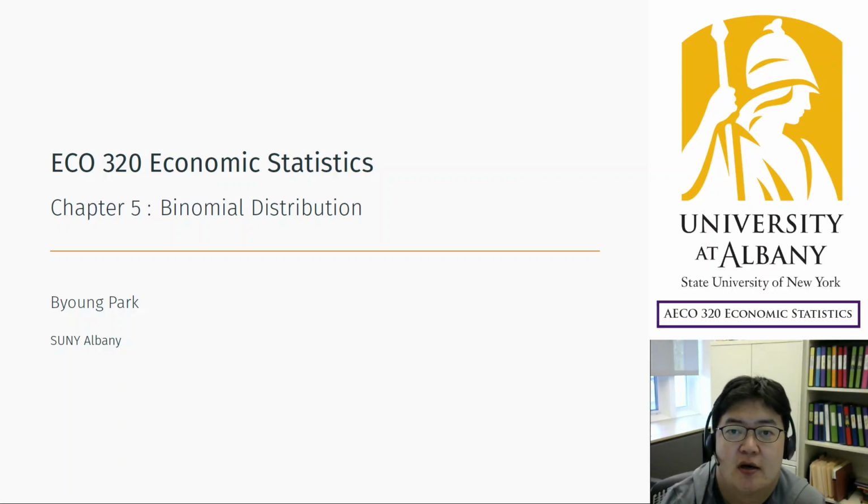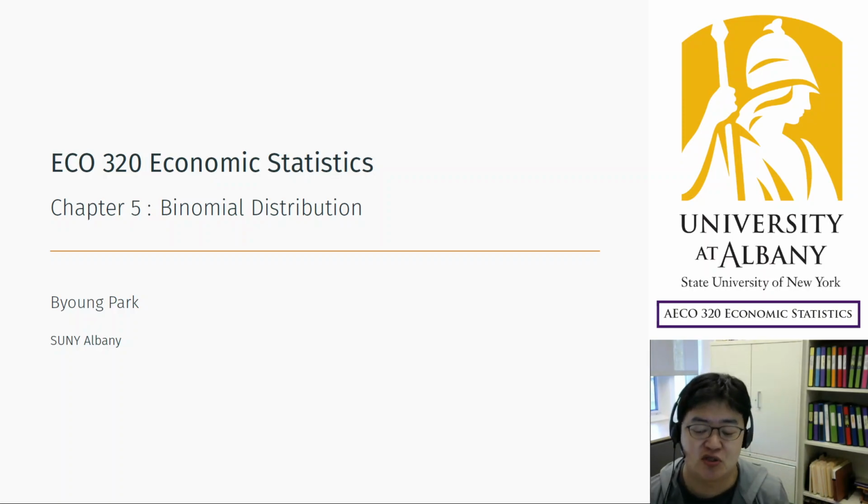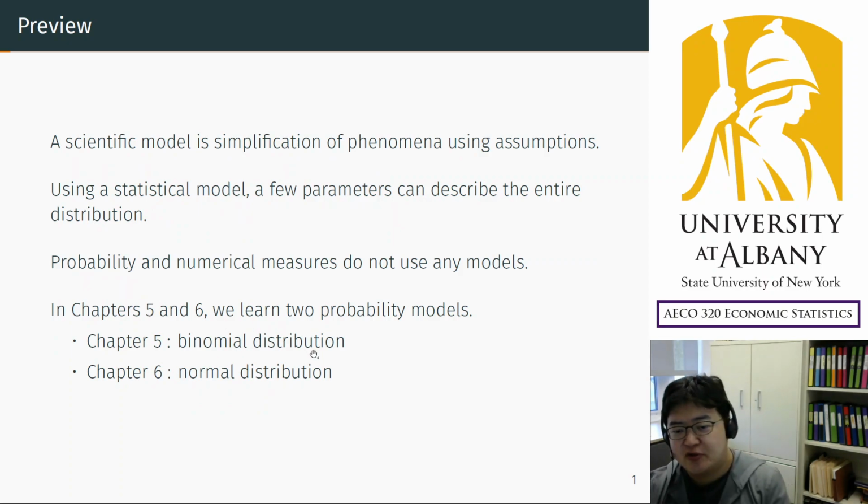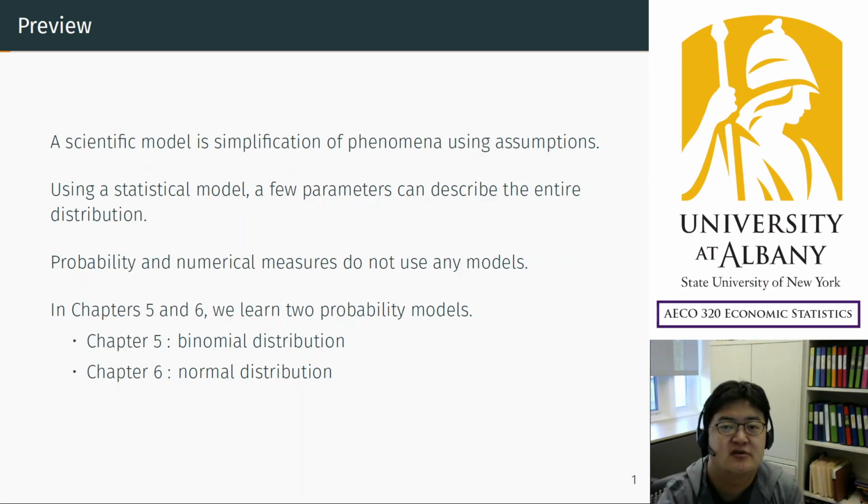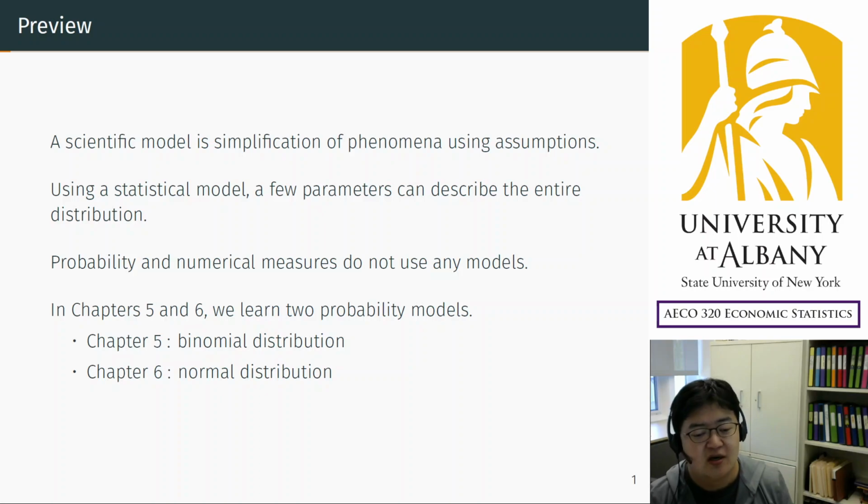Okay, hello. Today we are going to start chapter 5 about binomial distribution. This chapter is quite different from the first four chapters. The first four chapters are more about fundamentals, about how to describe and summarize data. It did not require any assumptions, it's more about calculation. Whenever you have a random variable, there is an expectation, there is a probability distribution.